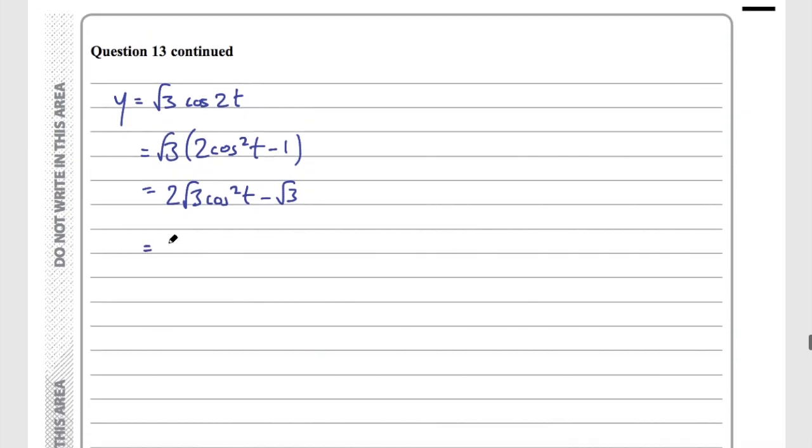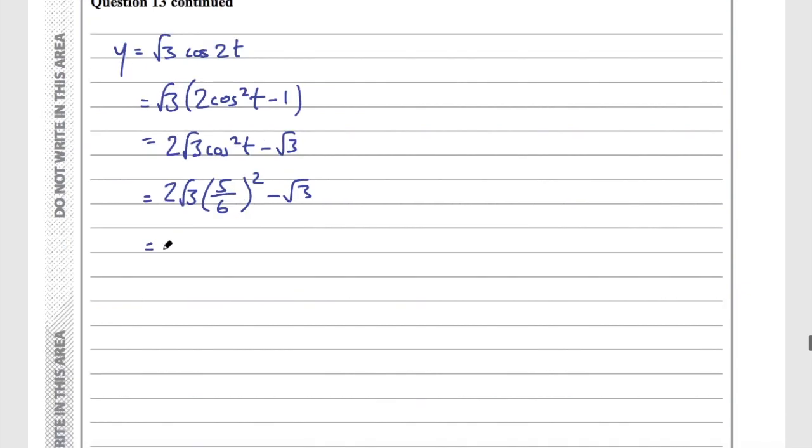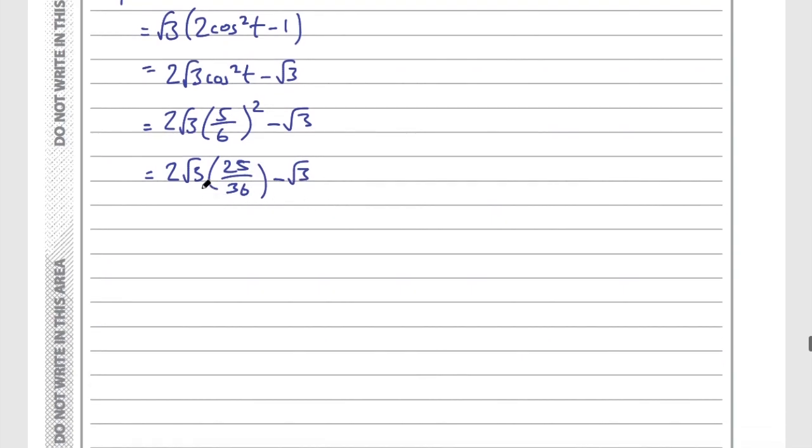So we get y equal to 2 root 3 times (5 on 6) squared minus root 3. So then 5 on 6 squared, that's 25 on 36. So 2 root 3 times 25 on 36 minus root 3. And then we just need to simplify this to get to a final answer. So that 2 will cancel with this 36. So we'll get 25 root 3 on 18 minus root 3.